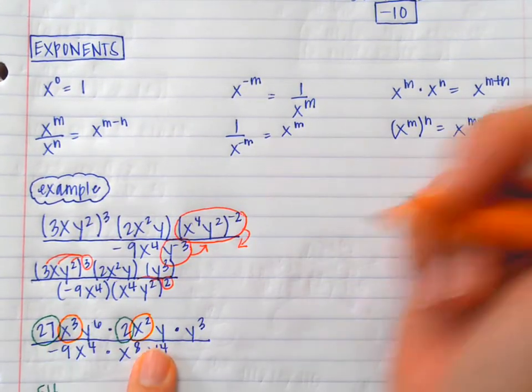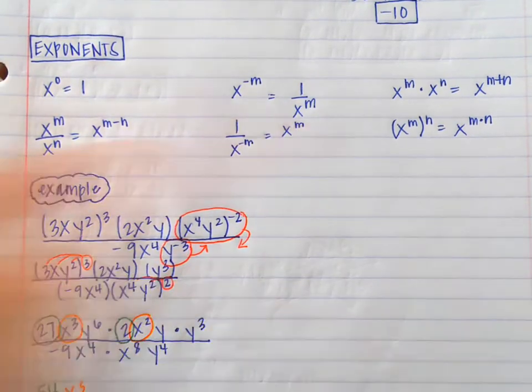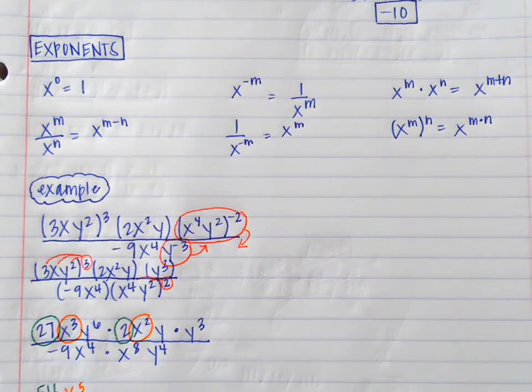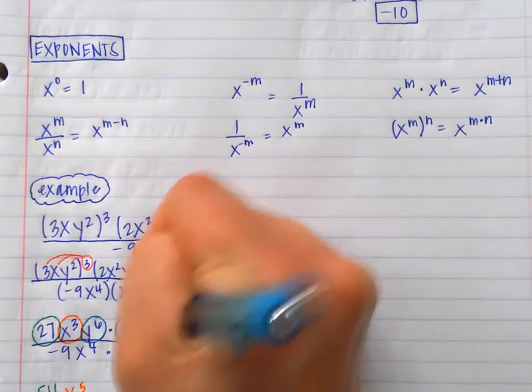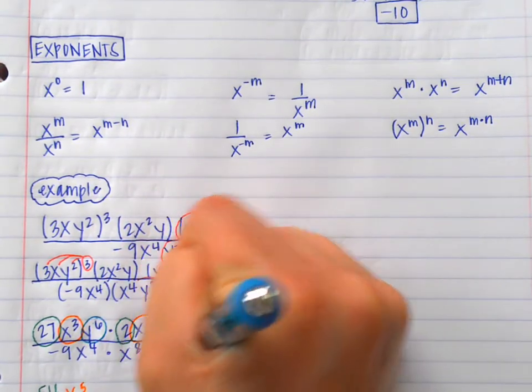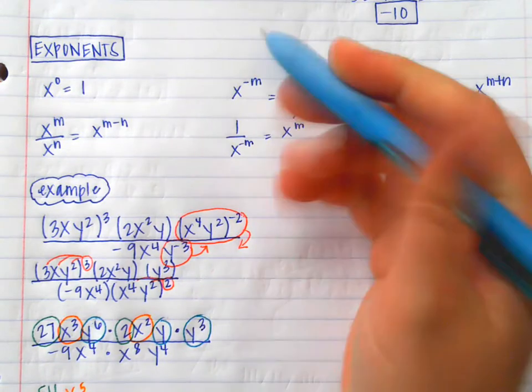When they're multiplying with the same base, we can add the exponents, so it becomes x to the 5th. Okay, y to the 6th can combine with the y and the y to the 3rd. So I add my exponents. 6 plus 1 is 7, plus 3 is 10.